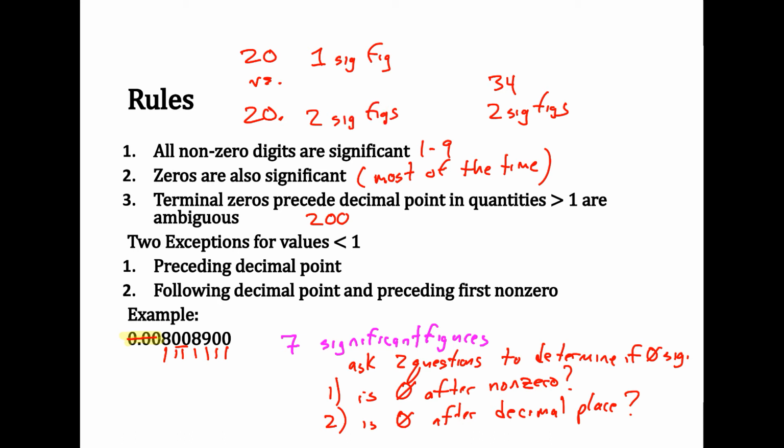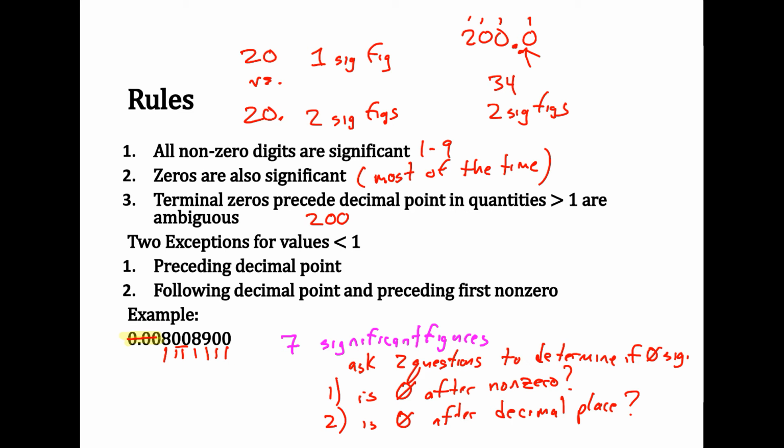If you have values such as 200, again, this would only have 1 sig fig without a decimal place, but if you add the decimal place, now it has 3 sig figs. If you made it 200.0, now this is telling us that it was measured to the nearest tenth, so it has 1, 2, 3, 4 significant figures.